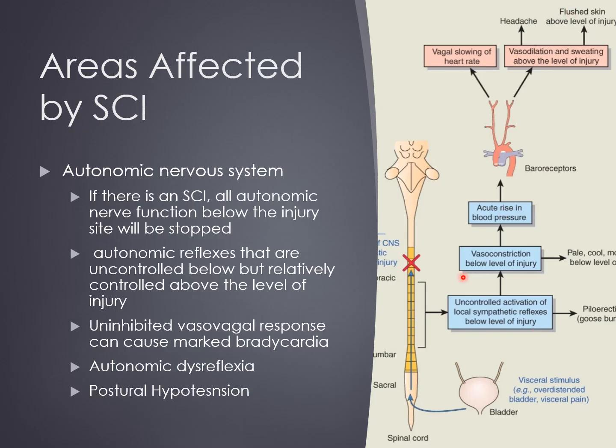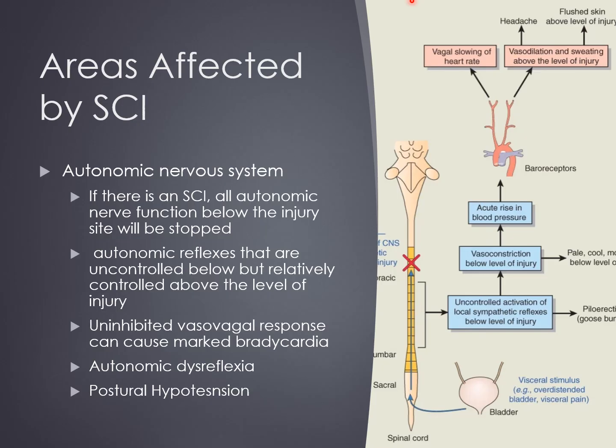Well, we correct it by taking away whatever signal caused this to start in the first place. So we have to correct the initiating stimulus. In this case, like in the picture, we would need to empty this person's bladder to reduce that autonomic sensory stimulation. Okay. So while we're working to correct this cause, we need to be closely monitoring this patient's blood pressure. We should put this person in an upright position.